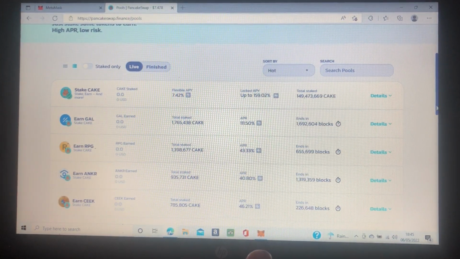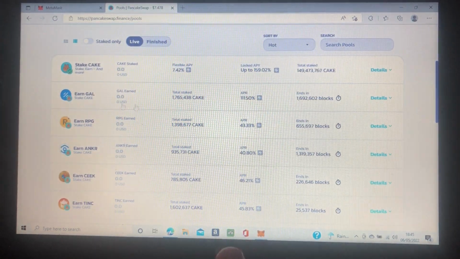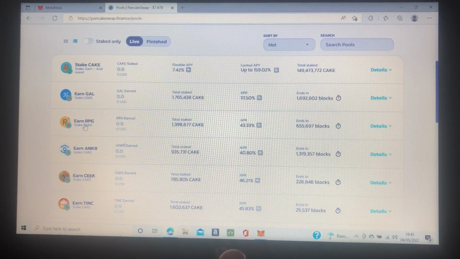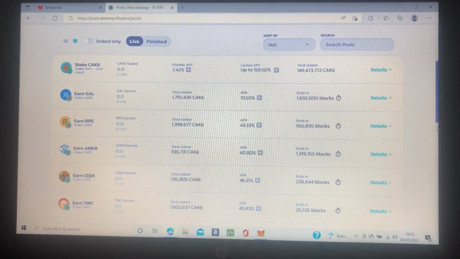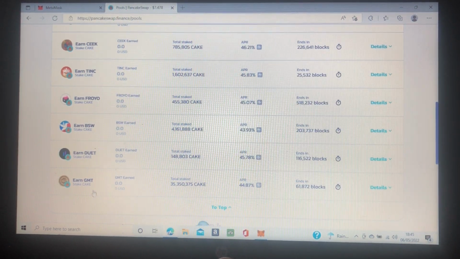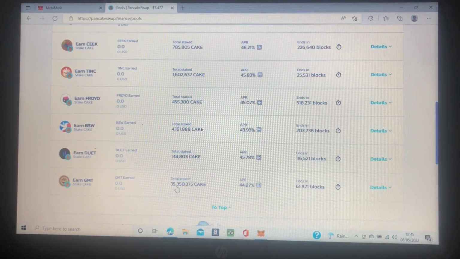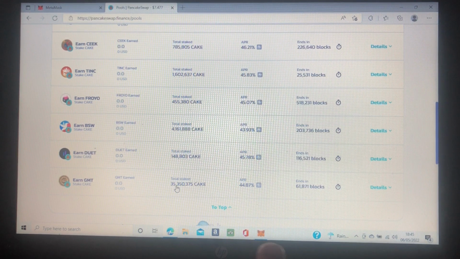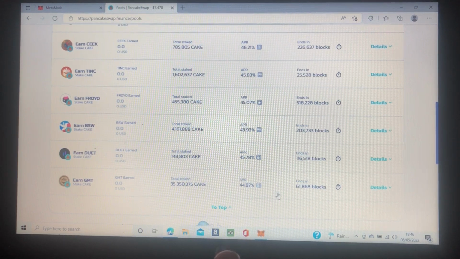And if we keep going down, you could stake cake and earn various tokens, such as stake cake earn GMT. So you find out that most people want to earn GMT, so they have come here to stake. It has the highest, I believe, 35 million cake, and the APY is quite low, 44%.